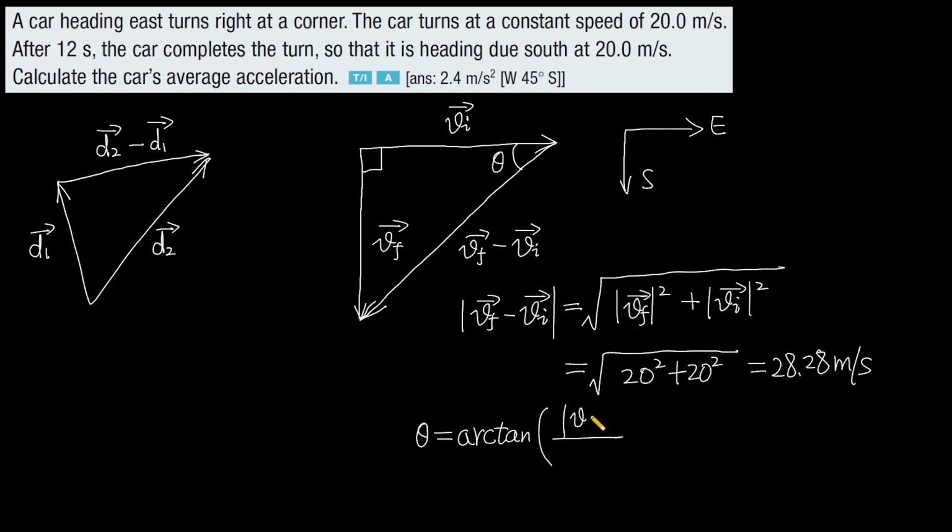And the angle theta equals arctan of the magnitude of the final velocity over the magnitude of the initial velocity. And this equals arctan of 20 over 20, and this equals 45 degrees.